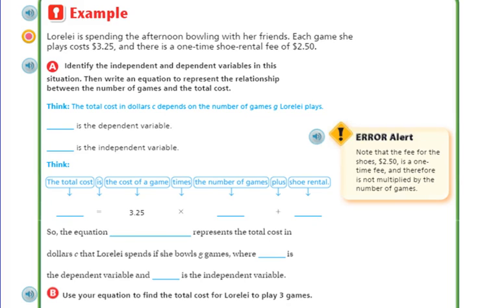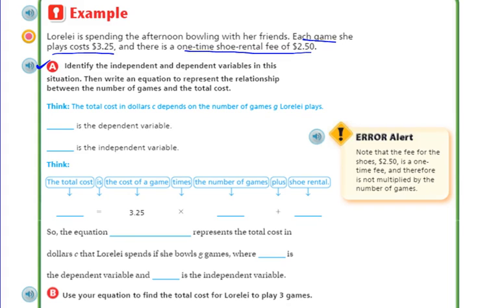Laura Lee is spending the afternoon bowling with her friends. Don't really need to underline anything there. Each game she plays costs $3.25, and there is a one-time shoe rental fee, $2.50. I just went bowling last week with my kids, and this is something that we had to work out. How much is it per game? And then, we have to rent shoes because we don't own our own bowling shoes. So this is a real life situation.